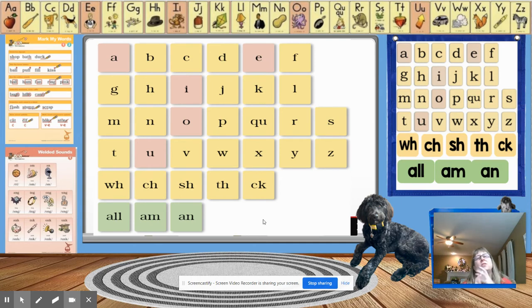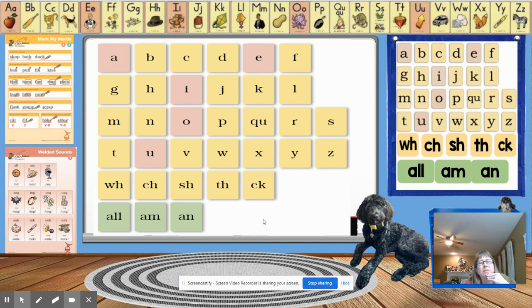The first sound we're going to look for is Z. What sound? Everybody say Z. What letter or letters make the Z sound? That's right, Z and S. You should be pointing to both.